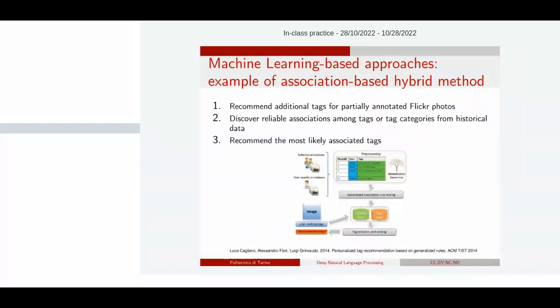These implications, these associations among keywords can lead us to suggest additional annotations to partly annotated photos. So if you have photos with few annotations, you can automatically recommend additional keywords that the users have not assigned yet. So this is something like, I suggest the next tag to assign to annotate a photo.